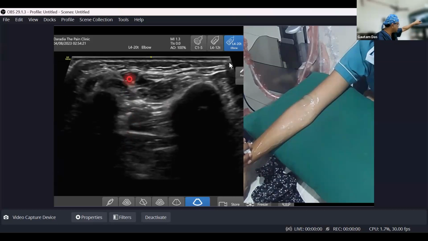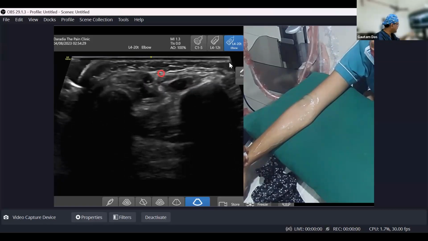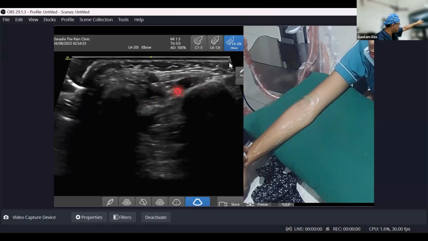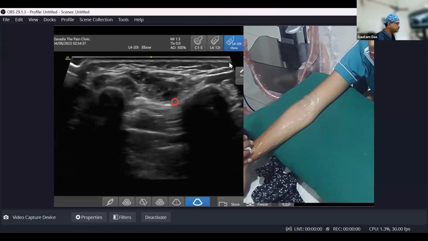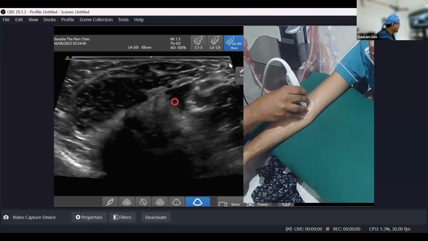So this was your extensor indicis muscle coming below. This is your extensor digitorum. So if I'm coming here, you can see the third compartment, fourth compartment, and the extensor indicis muscle is going there. We'll be discussing this in detail in the wrist class. Okay. So here again, let me follow.